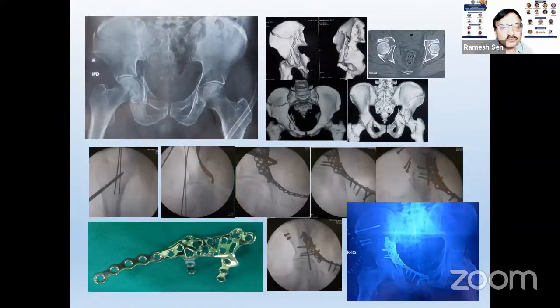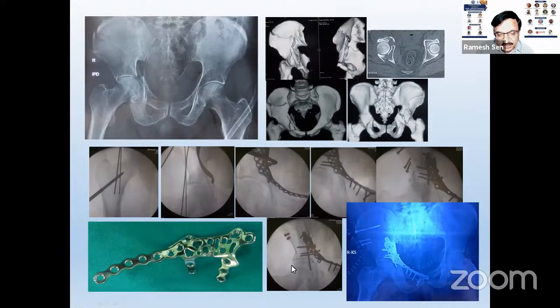There is another case with the same kind of a situation. And here we are able to get the fracture reduction going from up, down, and reducing, and then putting it up, and then fixing it up. And this is the same, the good screw which goes from medial to lateral side. And what I was talking about, that we are now able to put a screw from here also.